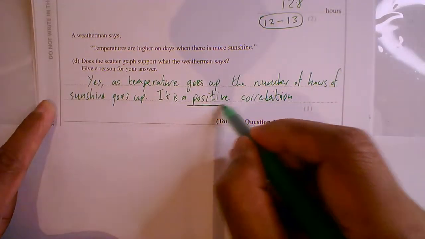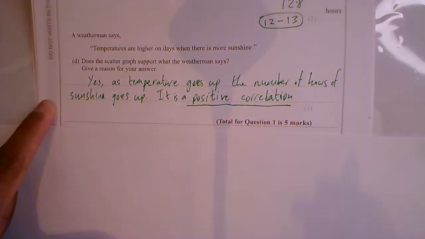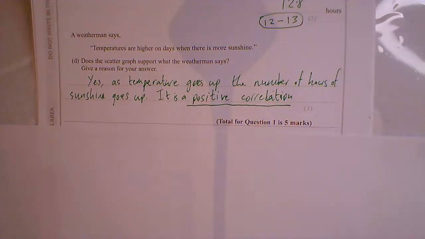I'm going to underline this keyword. That is part of your key reasoning for this question. So that's very important that you show the examiner what he's looking for. Those are the keywords that the examiner is looking for. Okay, let's go to the next one.